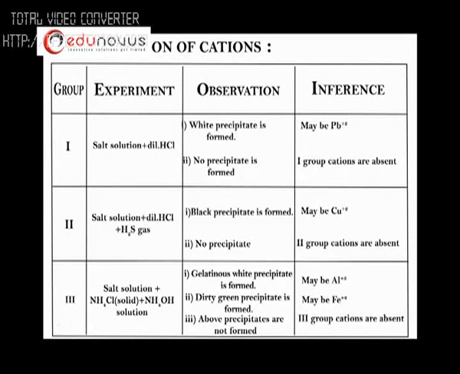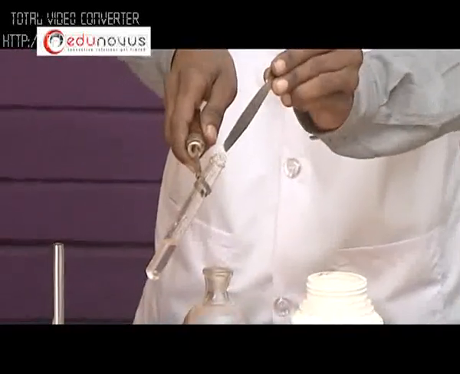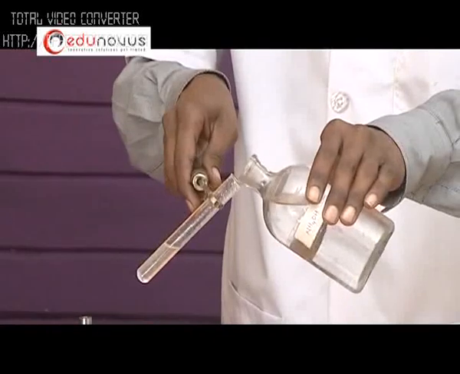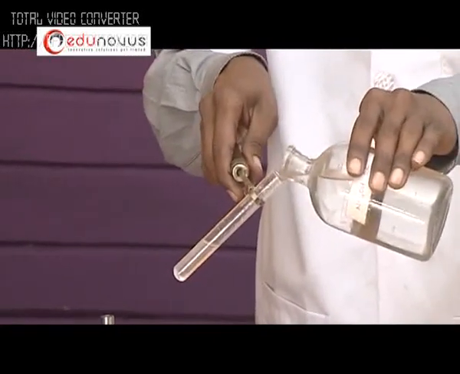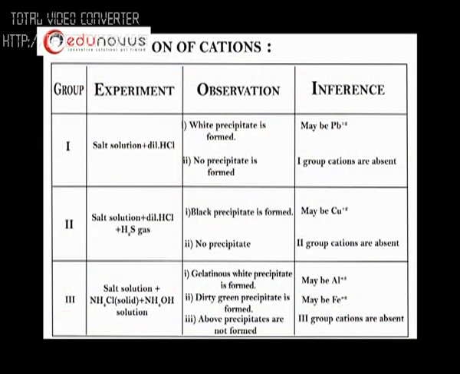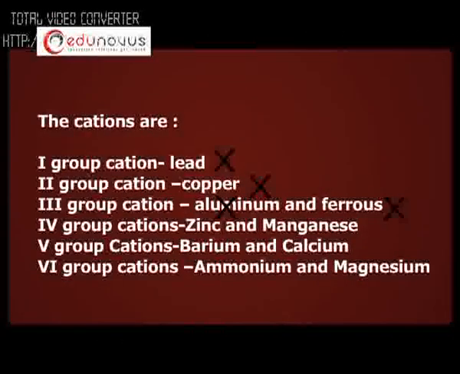The next test is third group test. Salt solution plus ammonium chloride plus ammonium hydroxide solution. To the salt solution, we add ammonium chloride and then we add ammonium hydroxide solution. No precipitate is formed. Therefore, we can infer that third group cations are absent. Thus, we eliminate third group cations, aluminium, ferrous from the list.